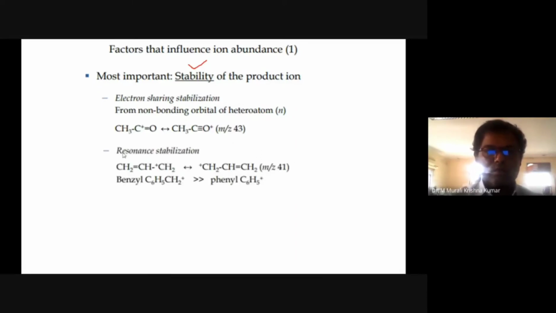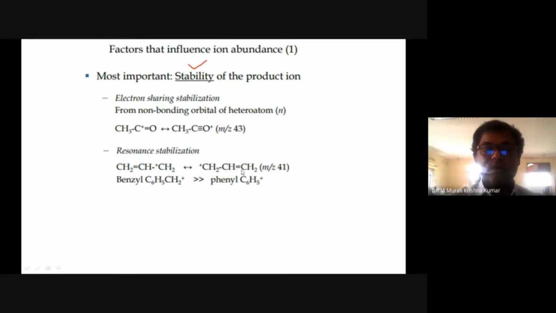This is another way it is stabilized. Here complete delocalization of the pi electrons is happening. In the true sense, this is what we call delocalization through resonance stabilization. Here a positively charged species is there, a carbocation, and then the pi bonded electrons can come on this side, so the double bond is shifting from side to side.